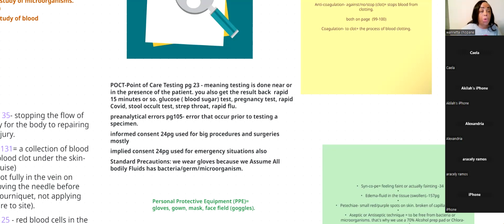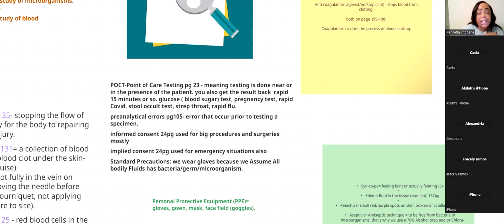Let's just say you do a flu test in the office and it's called a rapid flu test. The doctor does a flu test and they get the results right back in 15 minutes, technically while you're still there. I said all of this to say, POCT stands for point of care testing. It means any test that is done on a human in the presence of the patient, that you basically get back within 15 minutes or so. So it's any rapid testing.